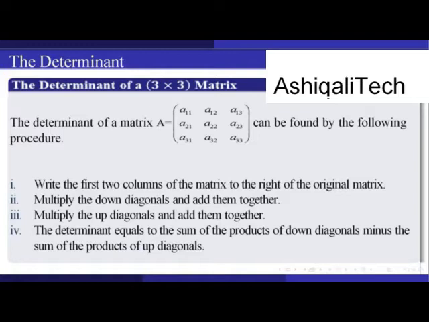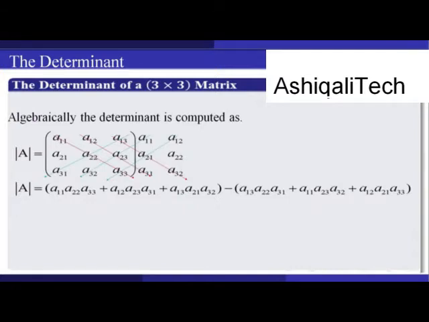The determinant of a 3 by 3 matrix. The determinant of a matrix A which is 3 by 3 can be found by the following procedure. Number 1, write the first two columns of the matrix to the right of the original matrix. Number 2, multiply the down diagonals and add them together. Number 3, multiply the up diagonals and add them together. Number 4, the determinant equals the sum of the products of down diagonals minus the sum of products of up diagonals.